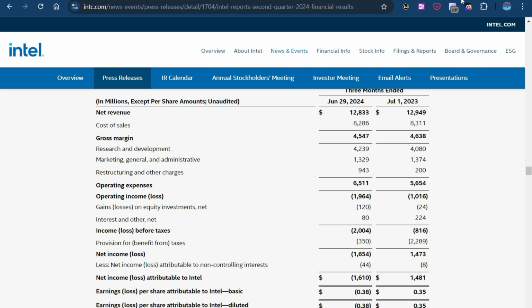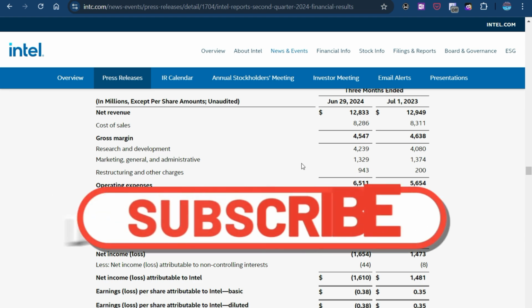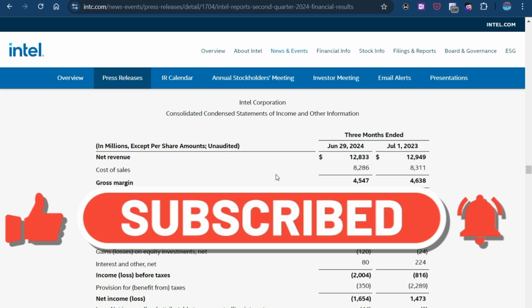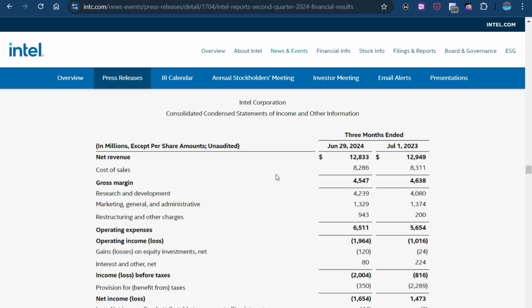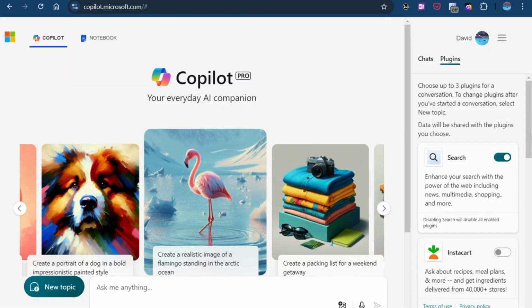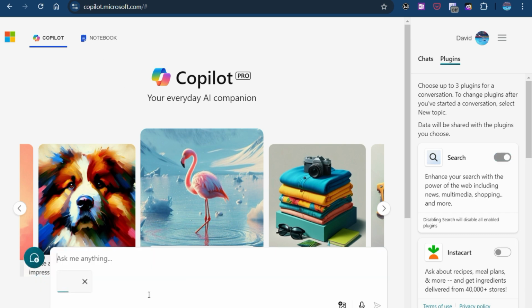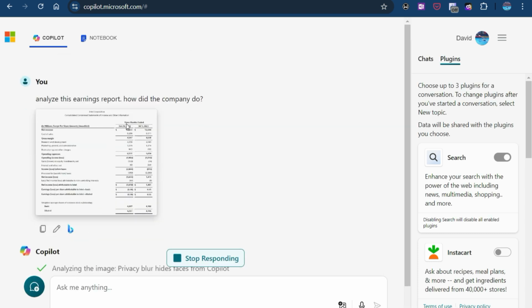I'm going to show you first what I'm actually using as my input. This is Intel's most recent earnings report. I basically took a snippet of it, and I'm going to copy and paste that into these different chatbots to see what results they give me. First, I'm going to use the Copilot version from Microsoft, copilot.microsoft.com. I'm going to paste my image there. You can see it's uploaded. And I'm going to ask it to analyze this earnings report. How did the company do? No additional information. That's all I'm going to do.